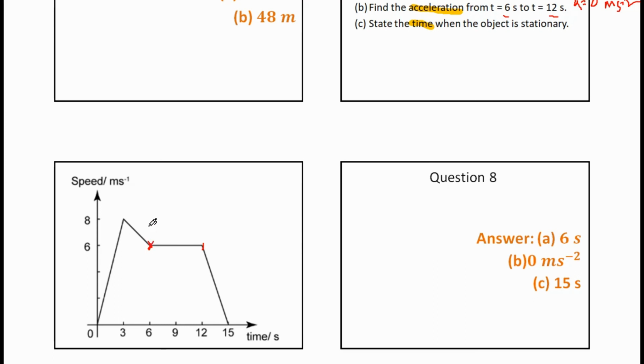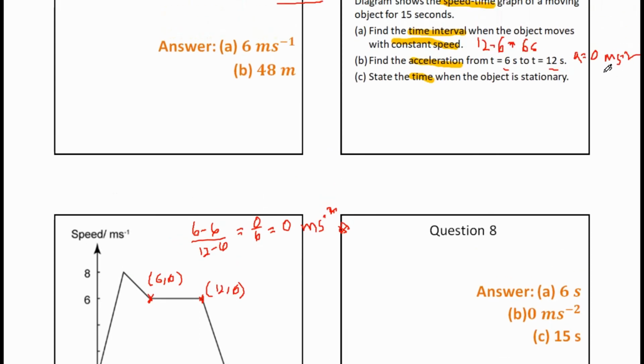Okay, the coordinate of this point is (6, 6). The coordinate of this point is (12, 6). Therefore, the gradient will be (6 minus 6) over (12 minus 6) equals 0 over 6 equals 0. Okay, you can show this, or you can just straight away put this down.